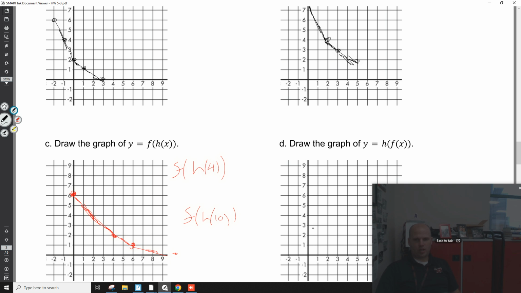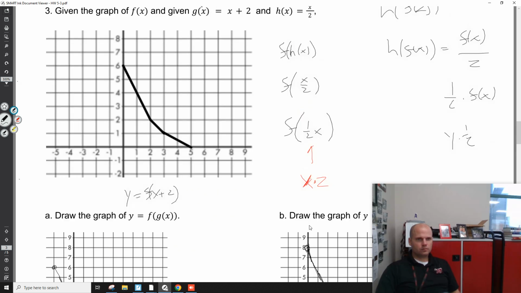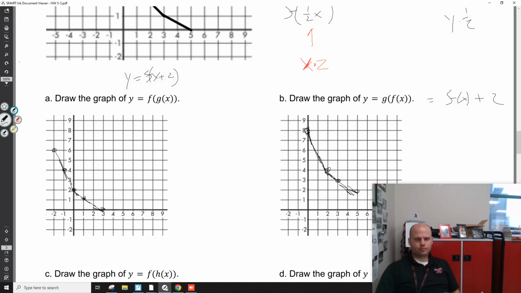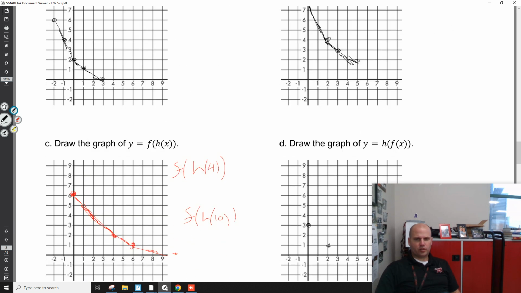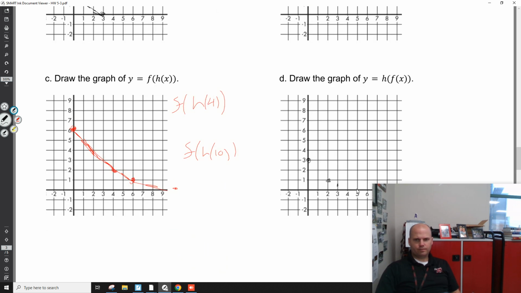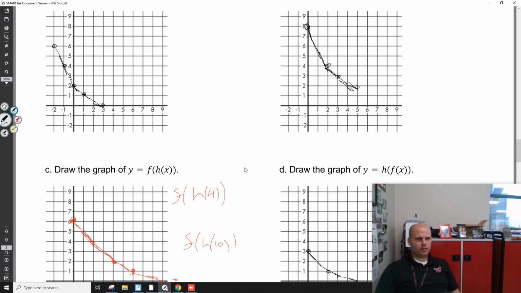6 goes down to 3. 2 goes down to 1. 2, 2 goes down to 2, 1. 3, 1 goes to 3, a half. 5, 0 stays 5, 0. What good stuff, huh? Great stuff.